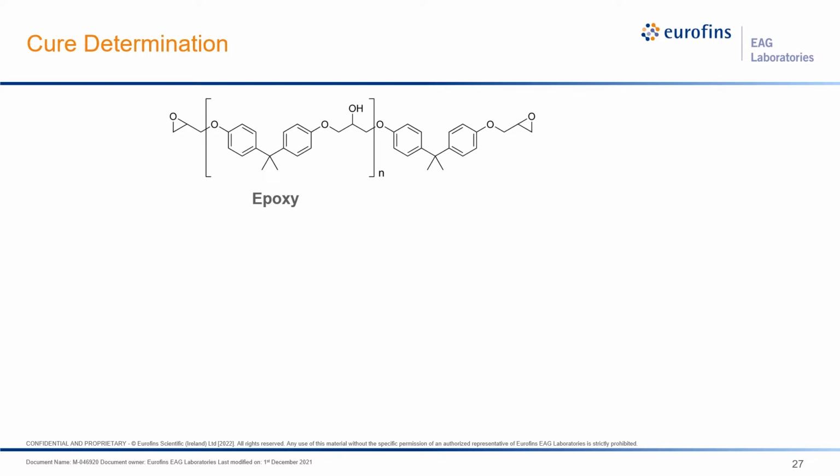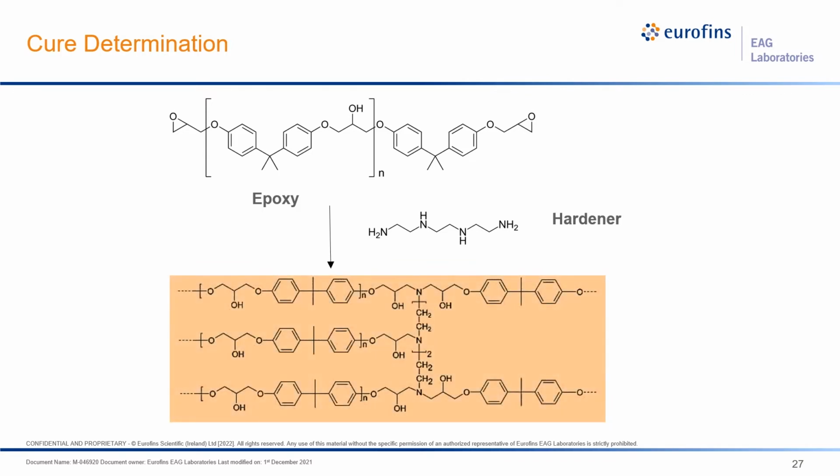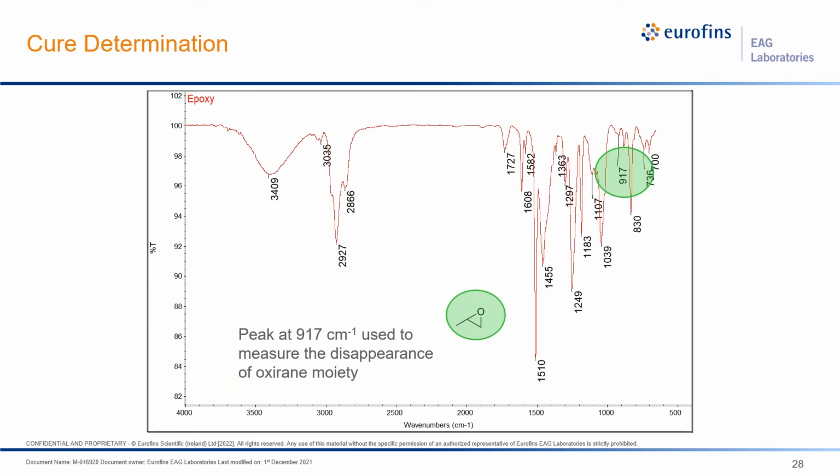And when epoxy is cross-linked, typically with a hardener, which is often amine-based, there's a transformation in the structure. The transformation is where the oxirane ring that's shown here is changed into an alcohol group, right? Simple transformation. And actually, this is something that we can easily monitor by FTIR because there is a peak for this oxirane ring, which is around 917 or 911 in that range.